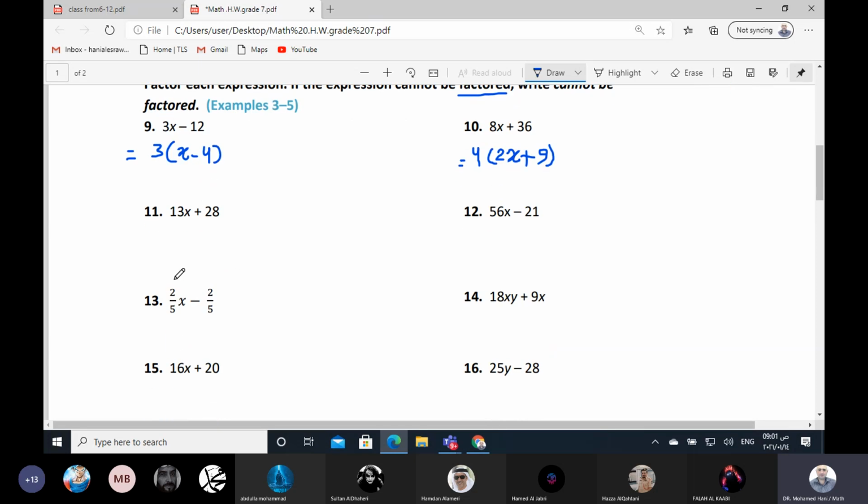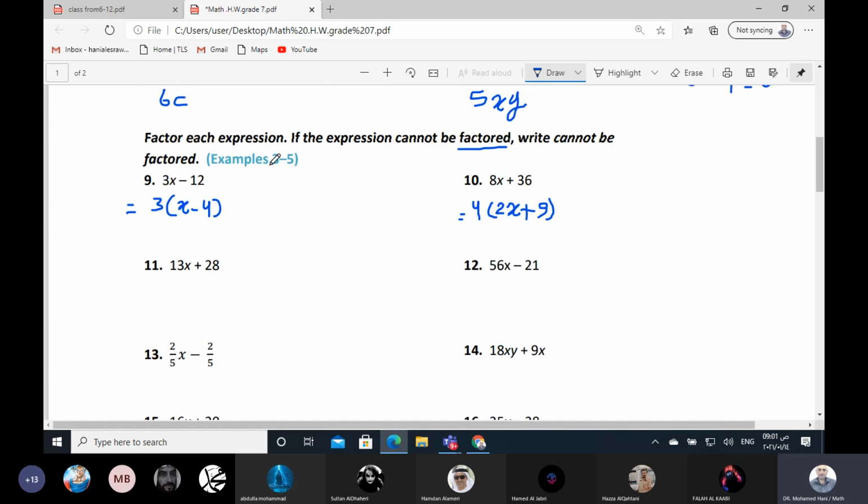Number 11. No common factors between 13 and 28, as you see. So no GCF here. So here cannot be factored. So we can write here: cannot be factored.